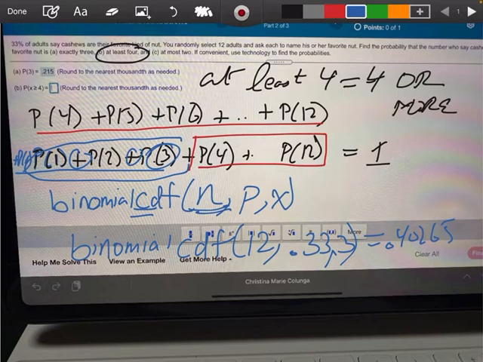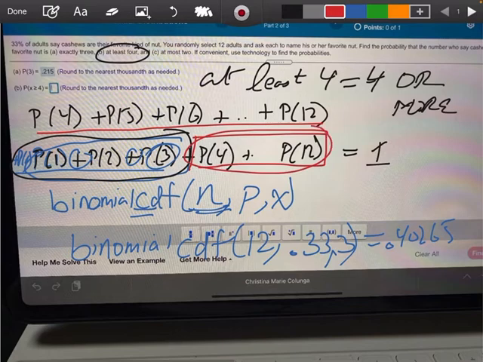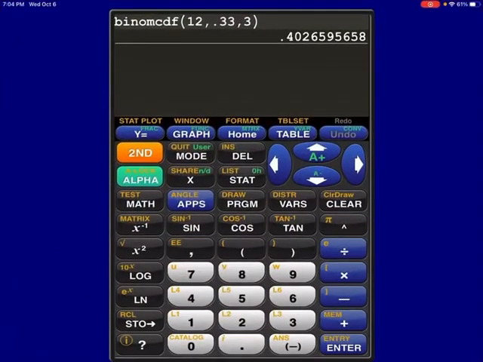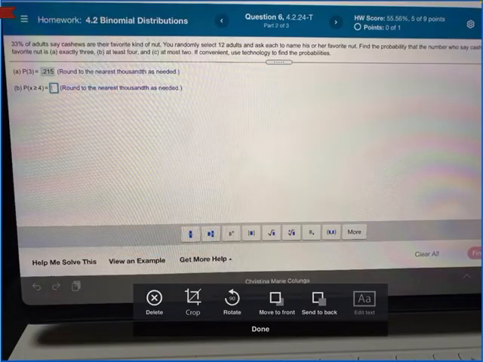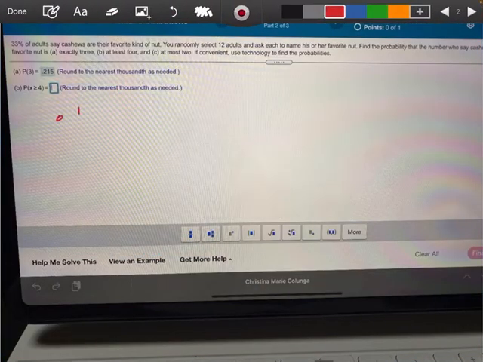Okay, remember what I said we were doing? What that gave us was this part right here. But I'm really trying to find this part. So the way I can find from 4 to 12 is I can take 1, because I know everything's going to add up to 1, minus that answer. I'm going to take my calculator, go 1 minus my answer, and I'm coming up with 0.597. So when I come back over here and pull up my problem again, the answer is going to be 0.597. And that's how I was able to answer that part.